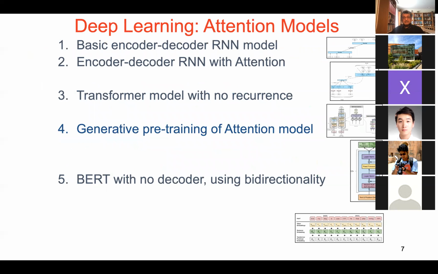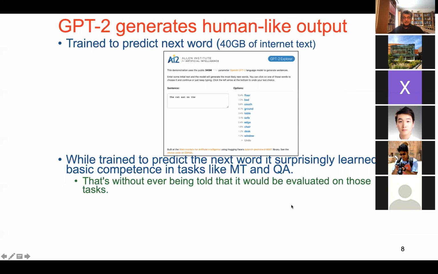And so in deep learning, we've had all these things, attention models, and these are all figures from Jurafsky and Martin's book on natural language processing: basic encoder-decoder RNN model, then encoder-decoder with attention model, transformer model with no recurrence, generative pre-training of attention models, BERT with no convolutions. There are so many of these deep learning models now, and they've gotten very, very sophisticated for natural language. And GPT-2, as an example, generates human-like output.